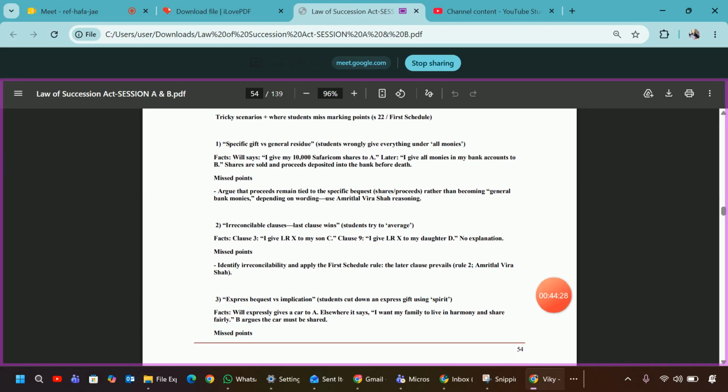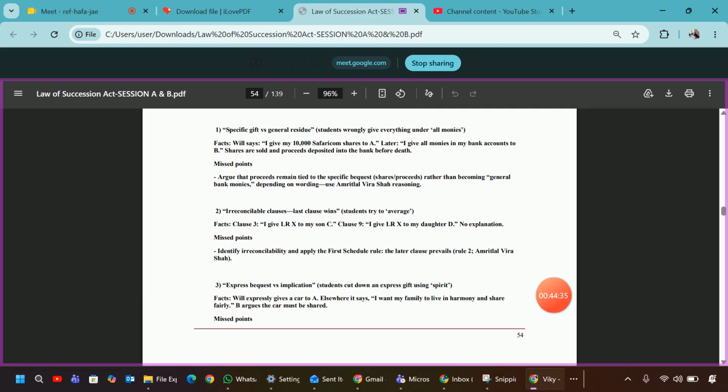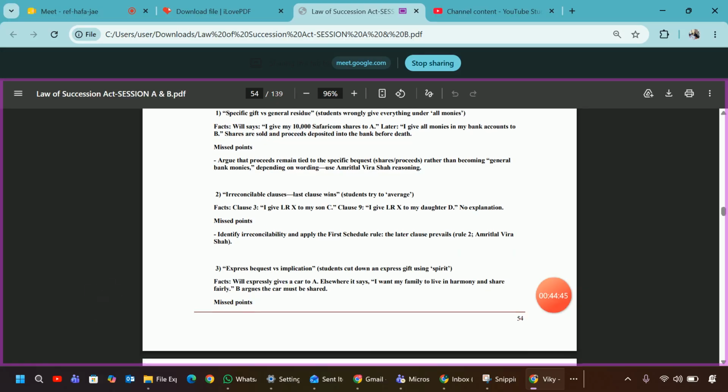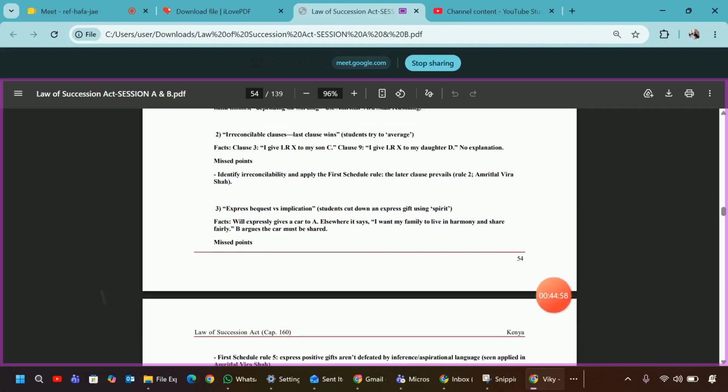So 2, irreconcilable clauses, last clause wins. Students try to average. The facts: clause 3 says, I give LRX to my son C. Then clause 9 says, I give LRX to my daughter D. Then there is no explanation. The missed point is to identify irreconcilability and apply the first schedule rule. The latter clause will prevail. So therefore, rule number 2 will be the one applicable.